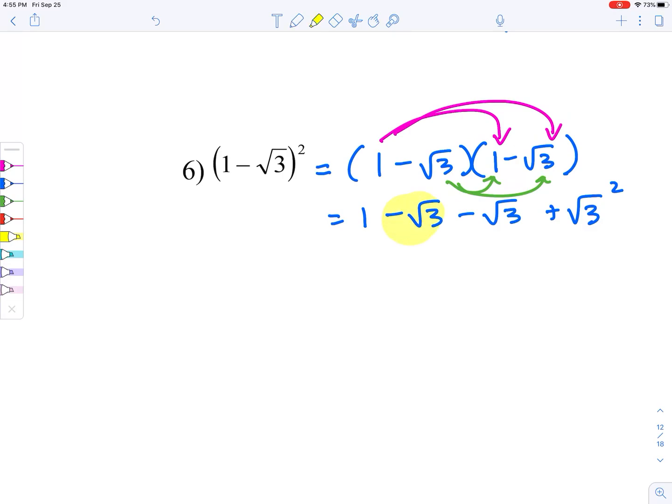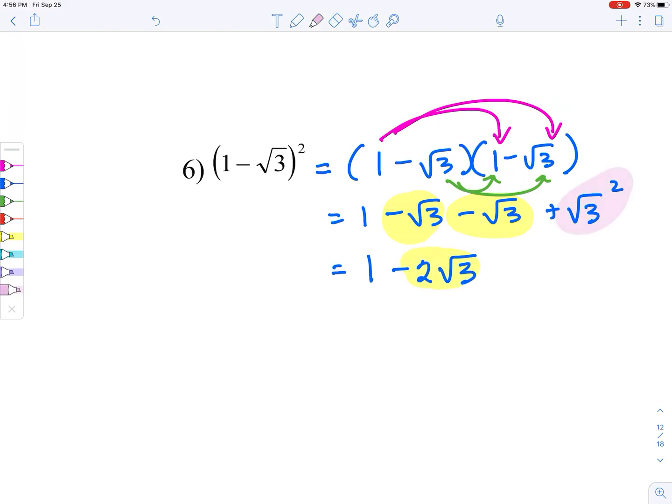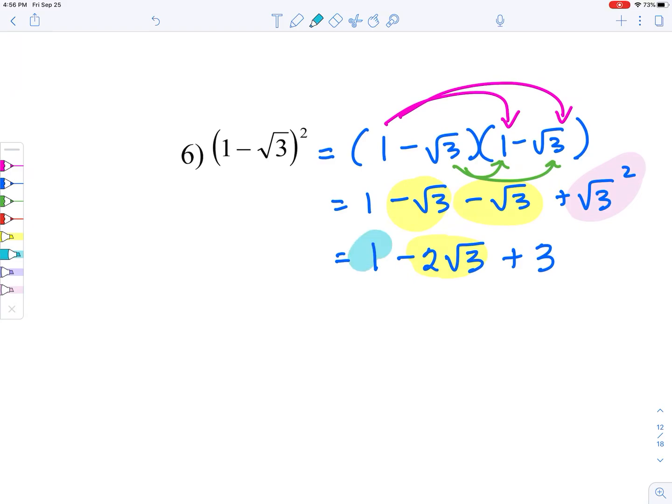So I see that I have 2 like radicands that I can combine. So I get 1 minus root 3 minus another root 3 gives me minus 2 root 3s. But then also, I can see the square and the square root that cancel each other out. So that's just a regular 3. And now I can collect these like terms because neither of them have square roots. So I get 4 minus 2 root 3.